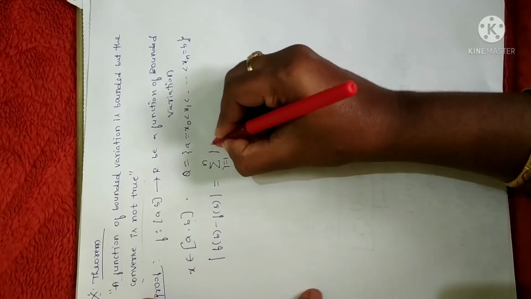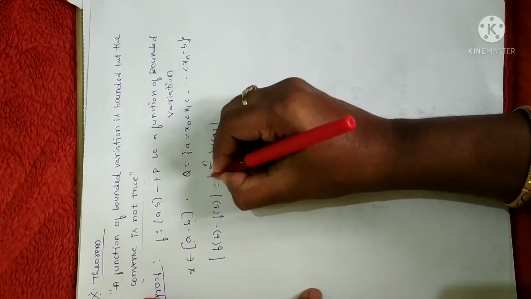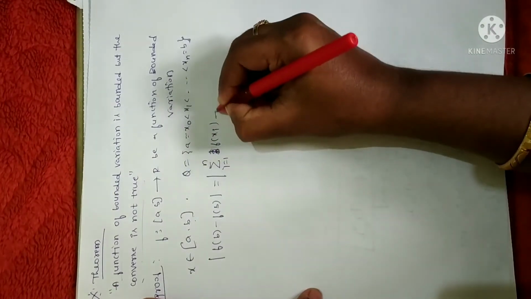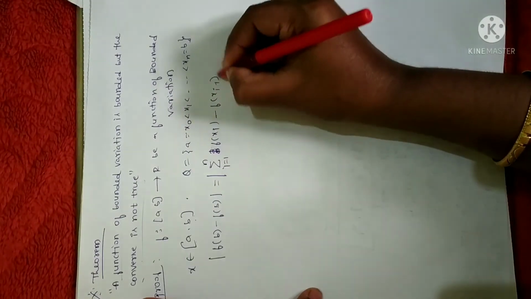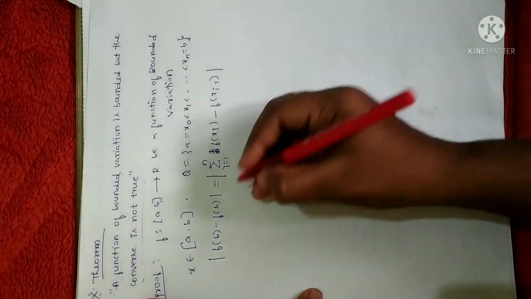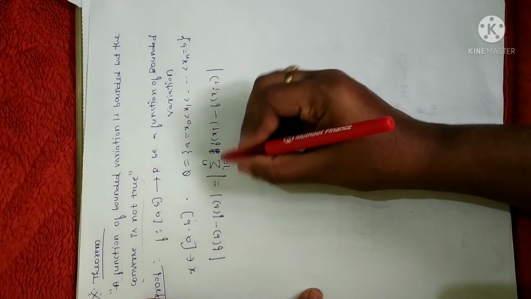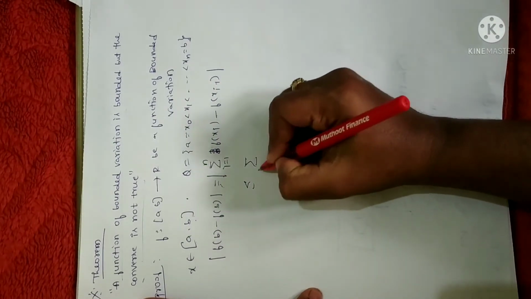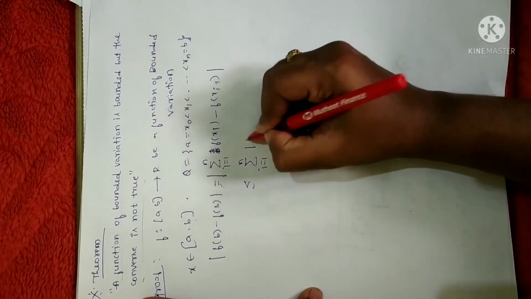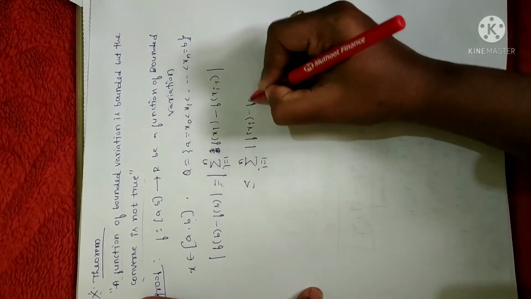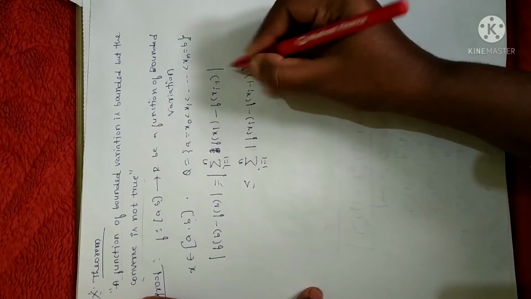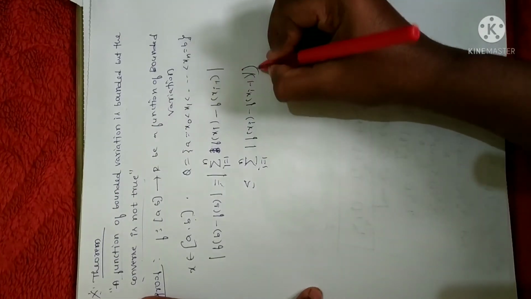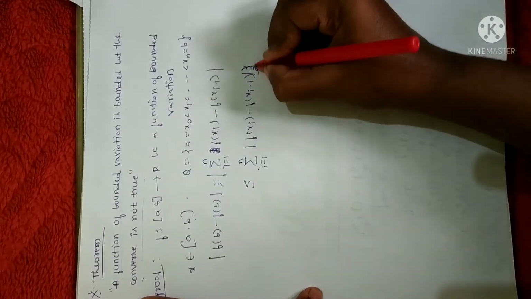Modulus of f of xi minus f of xi minus 1. This is from the definition of function of bounded variation. Since I'm going to split this modulus inside, the equal sign will become less than or equal to summation i equals 1 to n of f of xi minus f of xi minus 1. I have taken this magnitude inside, so that is why the equal sign will become less than or equal to.